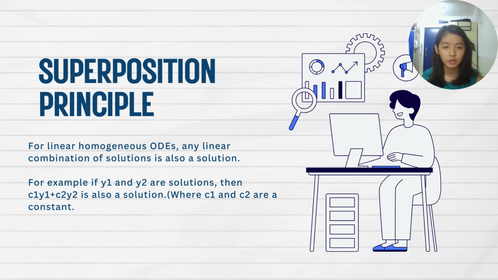For linear homogeneous ODEs, the superposition principle states that if y1 and y2 are solutions, then any linear combination C1 y1 plus C2 y2 is also a solution. This principle is particularly useful in solving complex ODEs.